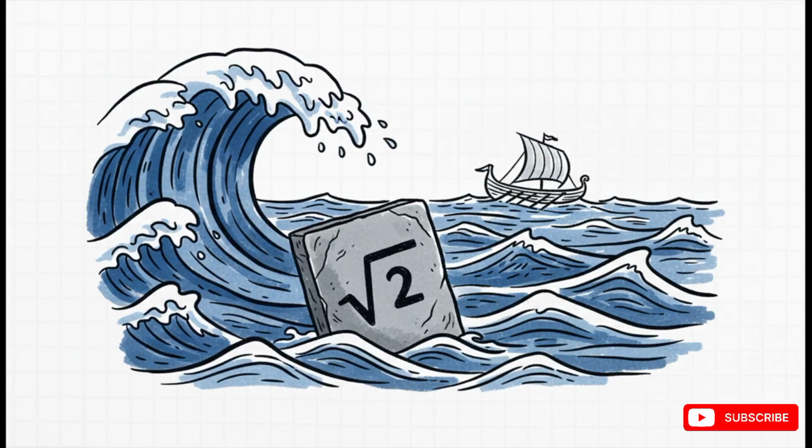This idea was so revolutionary, so earth-shattering, that the legend actually says the other Pythagoreans took Hipparchus out on a boat and drowned him, just to keep the secret of these irrational numbers from getting out. I mean, that's how big of a deal this was.